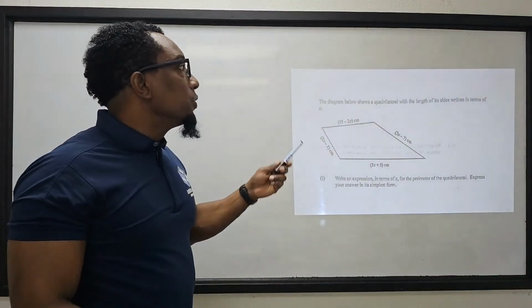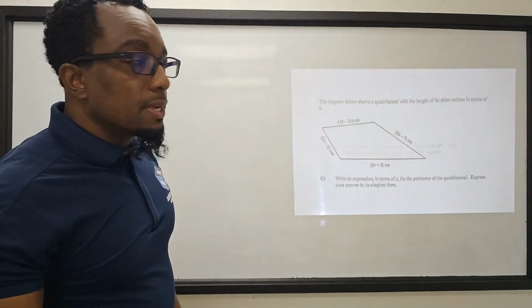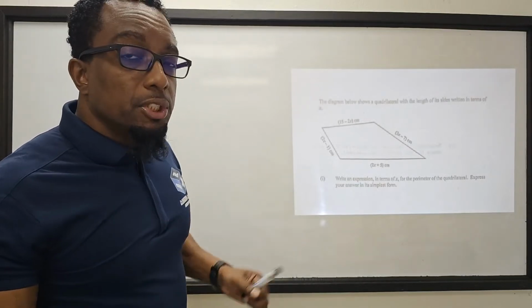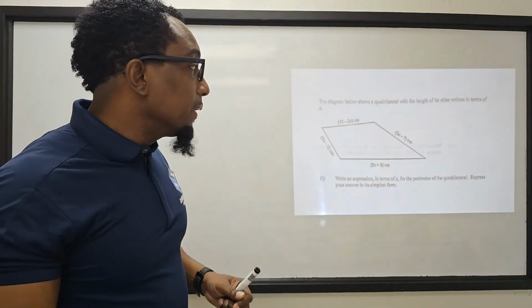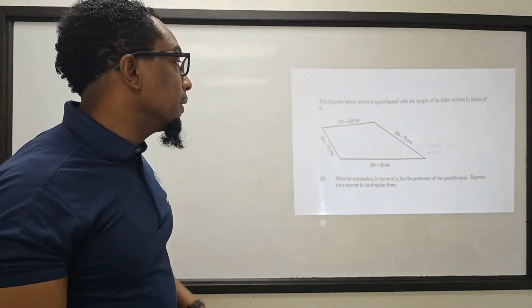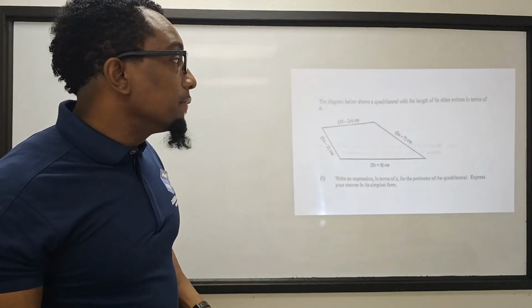So the diagram below shows a quadrilateral with the length of its sides written in terms of x. Write an expression. An algebraic expression has no equal sign. It's not an equation. You want an expression. Write an expression in terms of x for the perimeter of the quadrilateral.